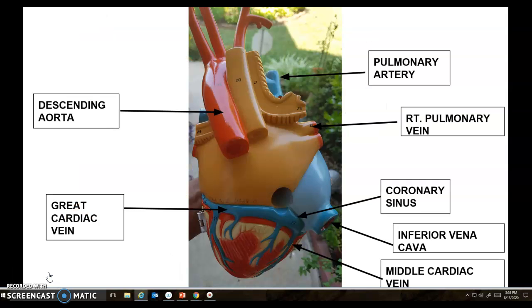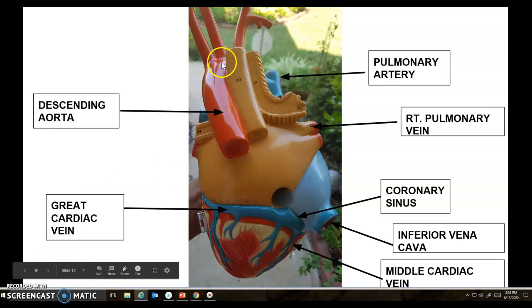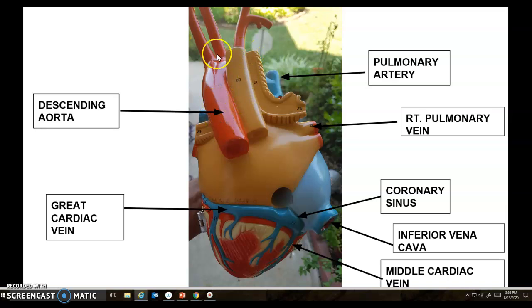Now here's the back picture of the same heart model that we have in the lab. Here is the descending aorta. You see the aorta arch comes, and you should see these three branches going off, and here's the descending aorta. All right. What do we see? Here's the great cardiac vein, and it opens up into this big cavity which is called the coronary sinus. By the way, coronary sinus is my favorite labeling to ask. I'm letting you know that.